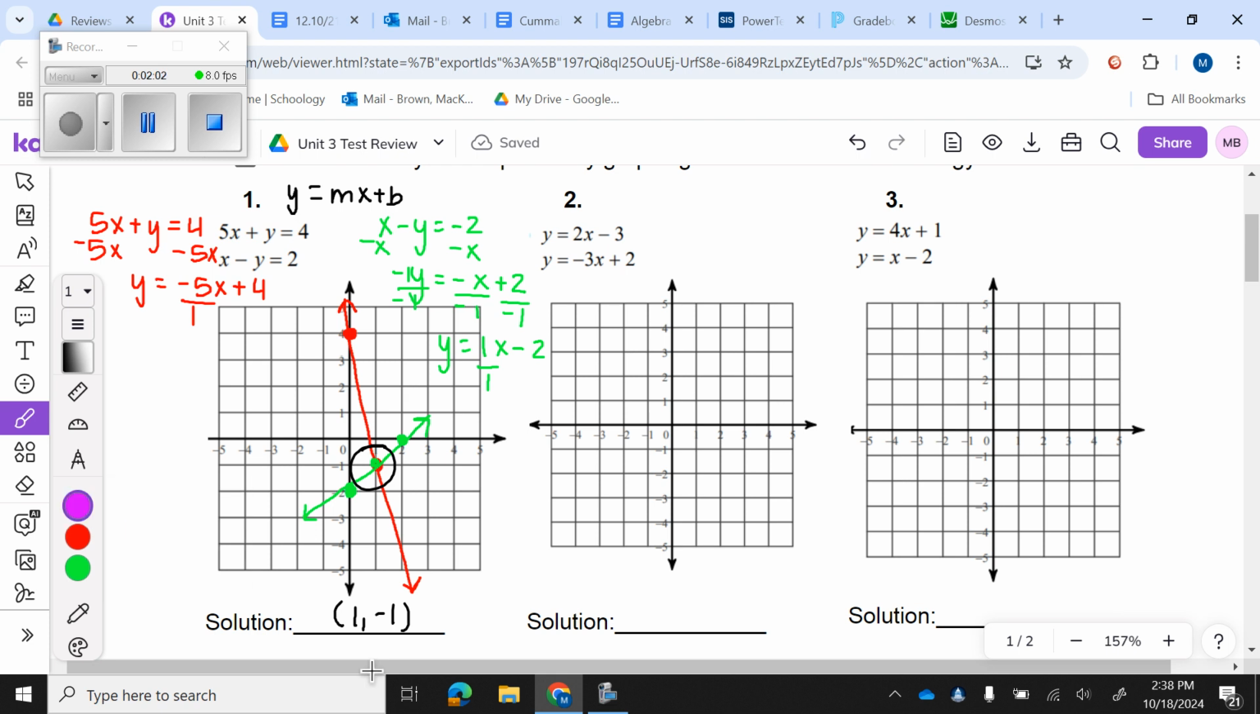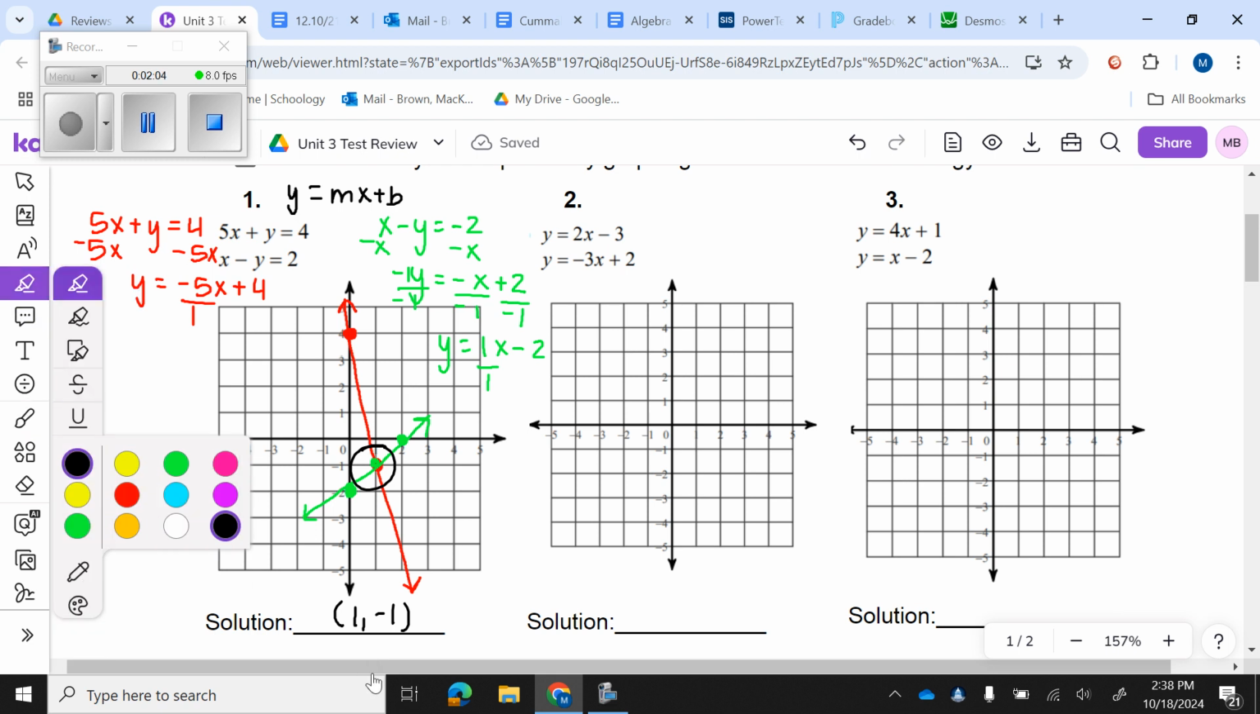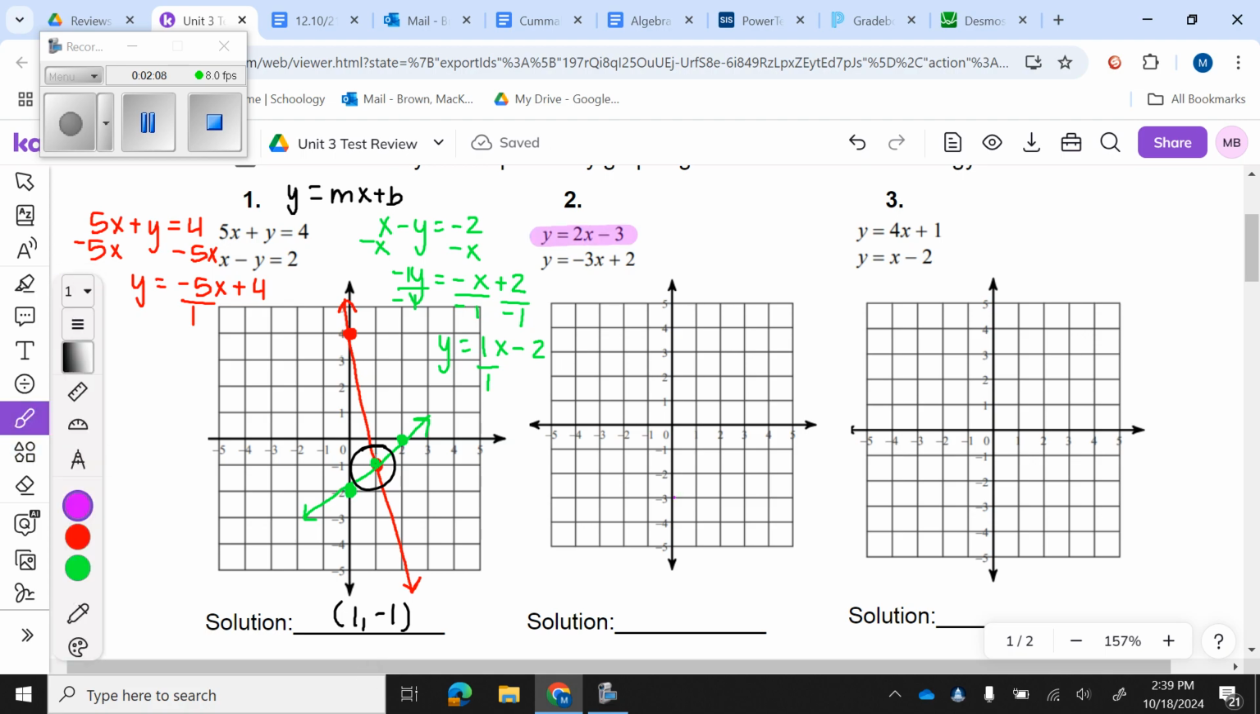All right, number 2, we're going to graph this first line right here. My y-intercept is a negative 3, so I'm going to start at negative 3 on my y-axis. If I want to make this a fraction, I can make it a 2 over 1, so I'm going to go up 2, right 1, because this line has to be increasing. And then I'm going to connect. All right, there's my first line.